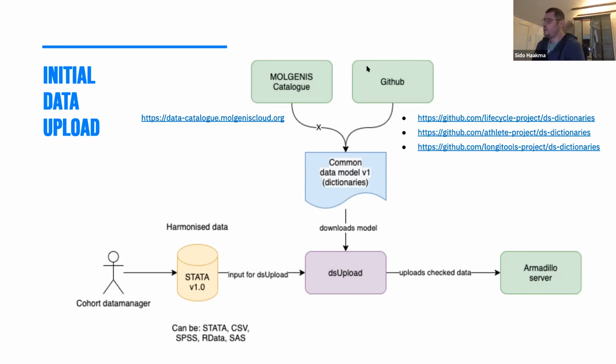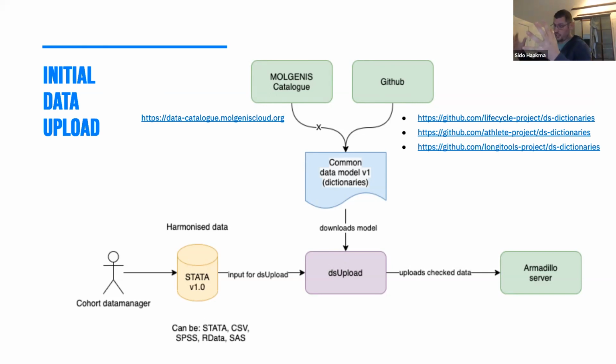And the source of these models is changing over time. So now we have the models in GitHub, but that's a very cumbersome process. So we are trying to migrate to the data catalog that we have for LifeCycle Active Longer Tools. Then you can specify which common data model you want to use as a source for the DS upload package, and it will talk to the API of the data catalog and extract the model that way. So you won't have to deal with Excel files in GitHub anymore. That's the idea of the integration with the Molgenis catalog. So that's the initial data upload.